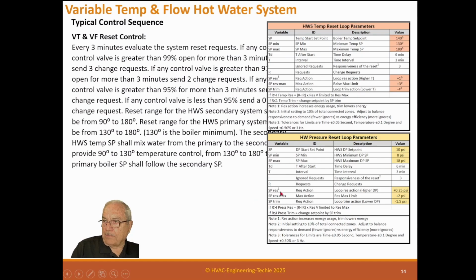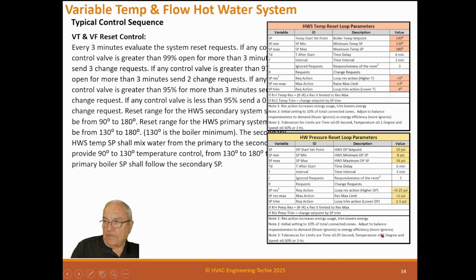Now, the set point resets. The loop action makes higher differential pressure, so a reset uses more energy. A trim uses less energy, and so right now we're at 0.25, a quarter of a psi, and maximum is 2 psi. We'll raise it 2 psi to maximum. So we'd have to have 8 requests to get to 2, and we're 1.5 psi in the negative, so we'll go down fairly quickly.